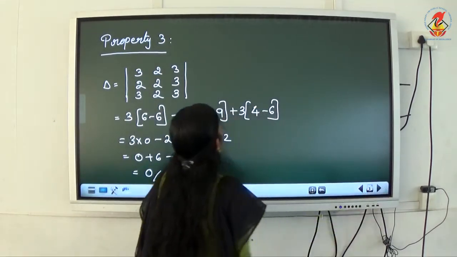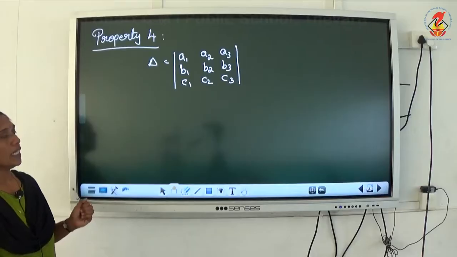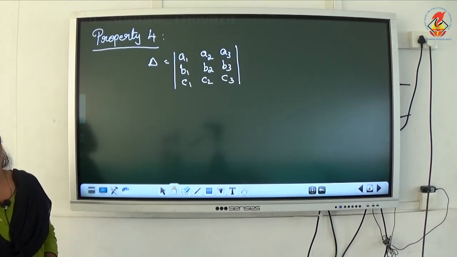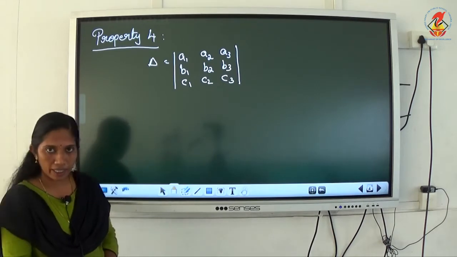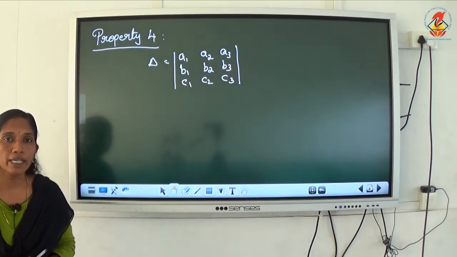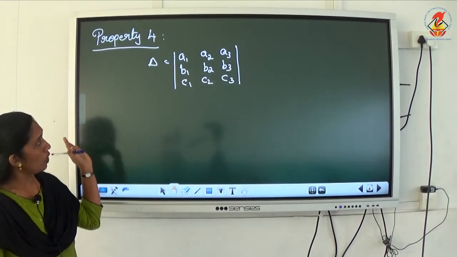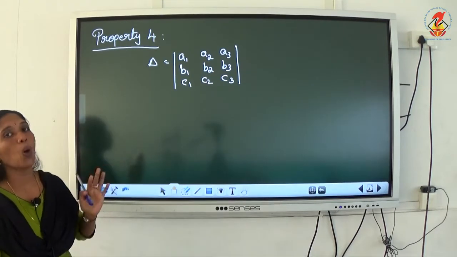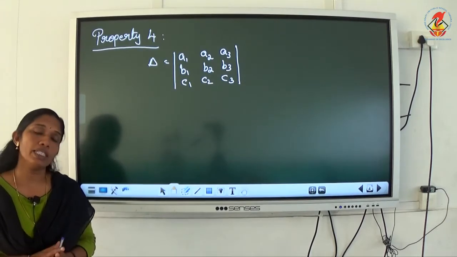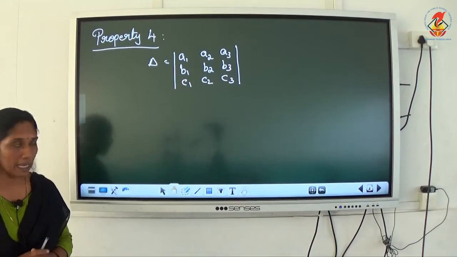Now the fourth property is, if we multiply the elements of any row or column of a determinant by a constant k, then the value of the determinant gets multiplied by k. Once again, if all elements of a row or a column are multiplied by a constant k, then the value of the determinant gets multiplied by that constant k.